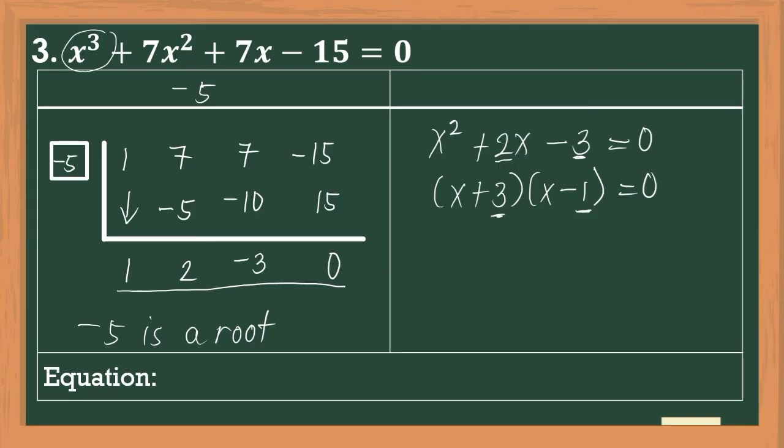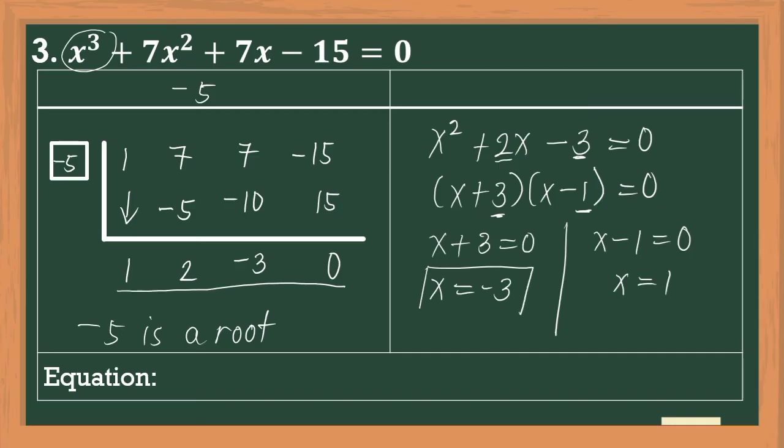Okay, and then, equate lang natin yung mga terms na yan to 0. So, x plus 3 equals 0. Yung isa naman, x minus 1 is equal to 0. So, x plus 3 is equal to 0. We subtract 3 from both sides. So, magiging x equals negative 3. And then, x minus 1 is equal to 0. We will add 1 to both sides. So, magiging x equals 1. Okay. So, you can see mga nakuha nating sagot, x equals negative 3 and x equals 1.